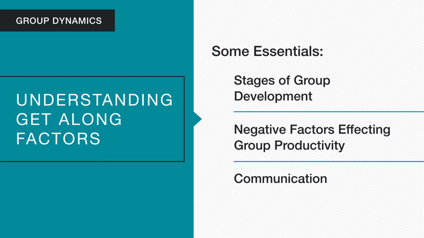Some essentials for understanding group dynamics. There are 3 get-along factors I'd like to share. 1. Stages of group development. 2. Negative factors affecting group productivity. And 3. Communication.